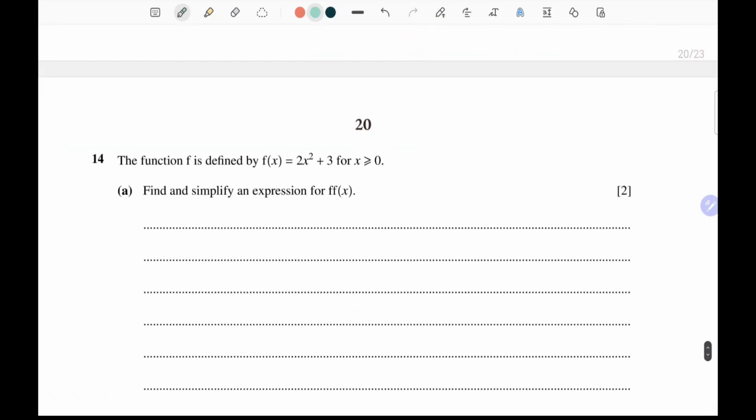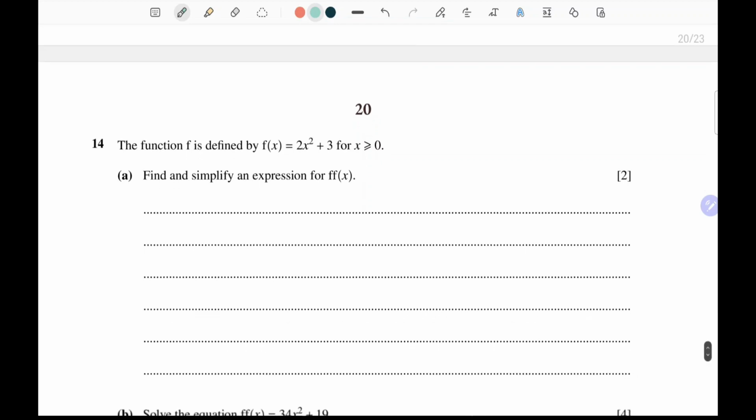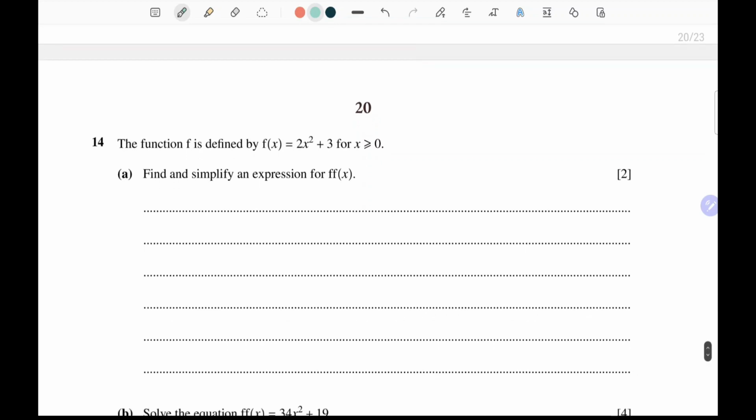Now move to question 14. The function f is defined by f of x. Find and simplify the expression f of f of x. This looks simple. So f of f of x is 2 times f of x whole squared plus 3. So this is 2 times 2x squared plus 3, and then plus 3. That is 4x squared plus 9, because 2 times 3 is 6, and 6 plus 3 is 9, right?